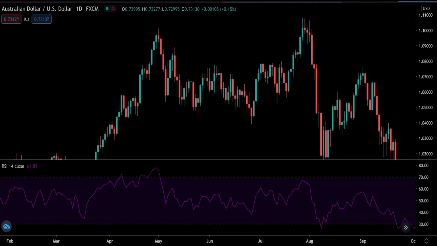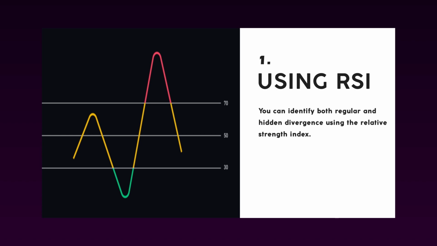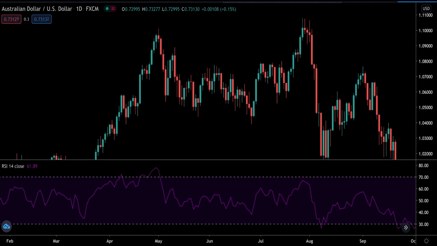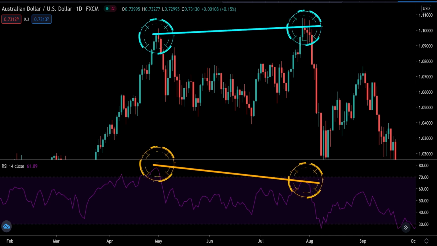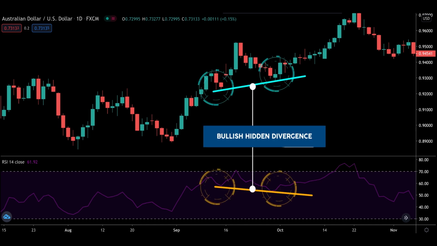The first indicator that I've previously talked about in other videos is the relative strength index. Let me show you briefly how you can identify both regular and hidden divergence using the relative strength index. Here's a regular divergence, and here's a hidden divergence. Nothing too tricky so long as you understand the concept.